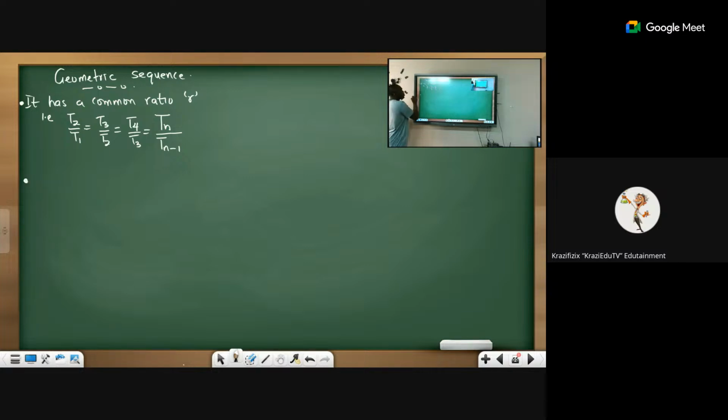Point number 2. Our T1 will still be A, just like arithmetic. Number 3, which is the final thing: Tn is A R to the power n minus 1. A multiplied by R to the power n minus 1. That is the basic introduction. It is a ratio and not a difference.